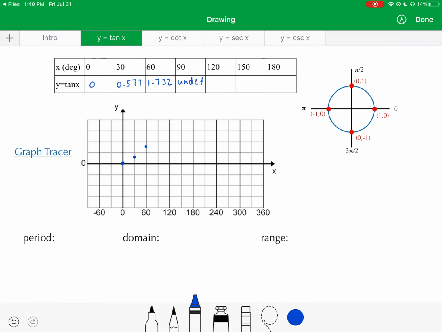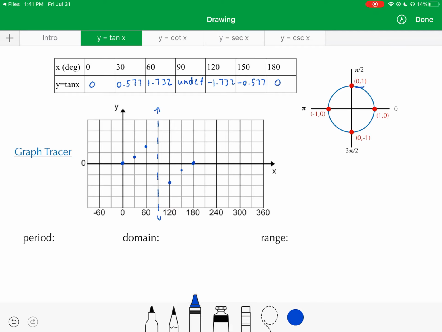That's because at 90 degrees on the unit circle, you'd be at the point 0, 1. Tangent there would have a ratio of 1 over 0, which is undefined. And graphically, what that means is you'd have an asymptote at 90 degrees. The curve is undefined right there. At 120 degrees, tangent is equivalent to negative 1.732. At 150 degrees, tangent is negative 0.577. And at 180 degrees, tangent is back to 0.